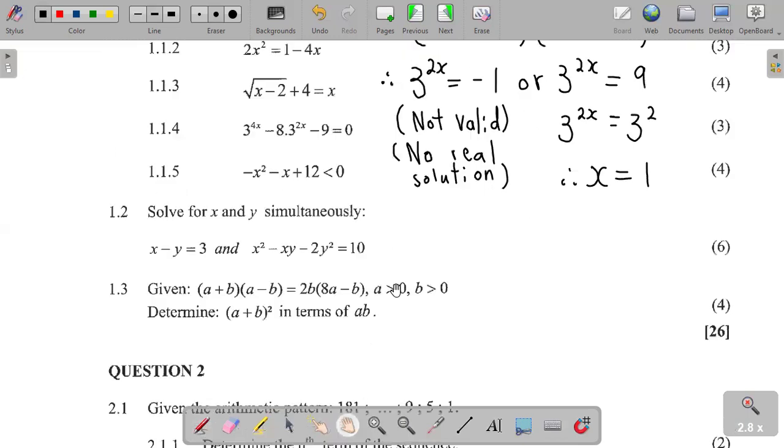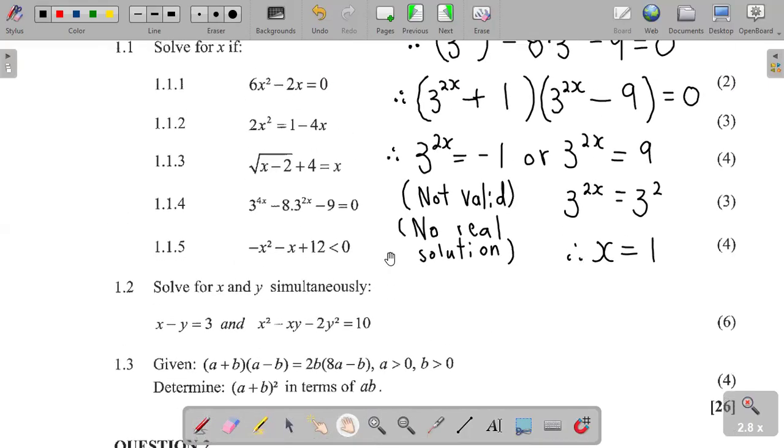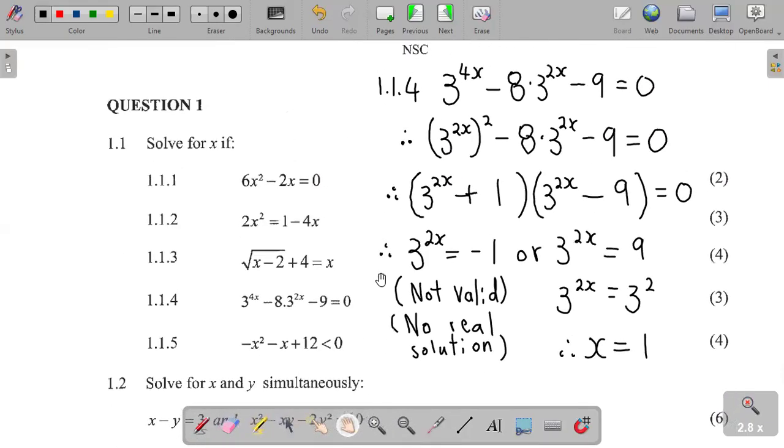So yes, that is it for 1.1.4. What we had to see here is that there is a 4 and there is a 2. So 4 here is 2 times the value of 2. So we can take the 4 and we raise the 4 to a power of 2 here.